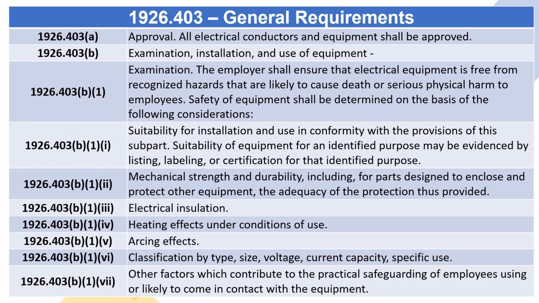1926.403(B)(1)(iii), Electrical insulation. 1926.403(B)(1)(iv), Heating effects under conditions of use. 1926.403(B)(1)(v), Arcing effects. 1926.403(B)(1)(vi), Classification by type, size, voltage, current capacity, specific use. 1926.403(B)(1)(vii), Other factors which contribute to the practical safeguarding of employees using or likely to come in contact with the equipment.